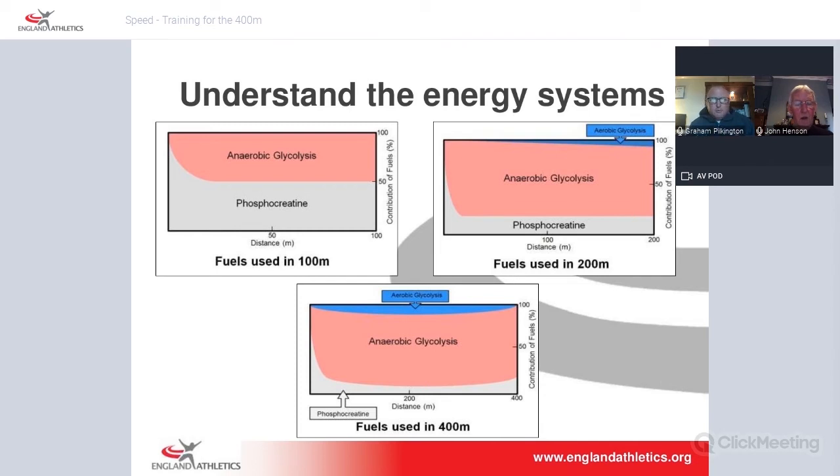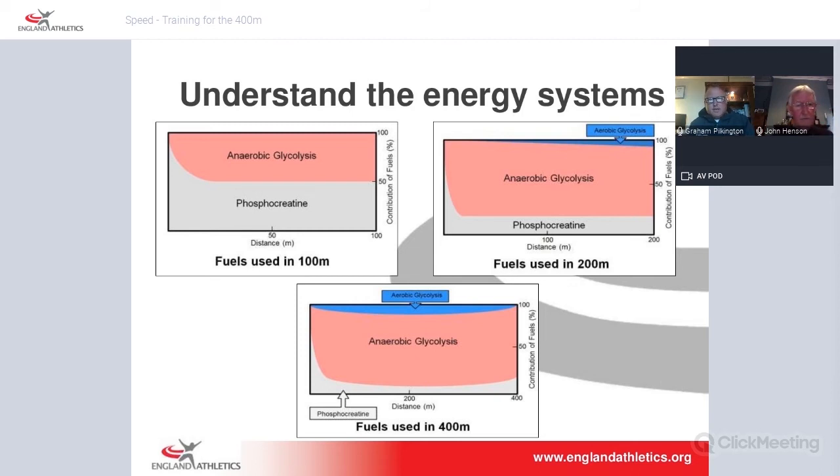So I will talk you through these in very brief detail in a second, but just show you this slide looking at the fuels used in the 100. The phosphocreatine, which I'll briefly talk you through, forms roughly half, and the anaerobic glycolysis roughly half. As we can see in the 200, phosphocreatine is a lot less, and we'll discuss why anaerobic glycolysis is a large proportion more, with a portion of aerobic glycolysis at the side.